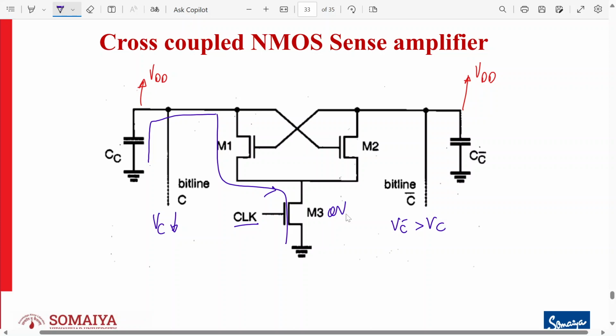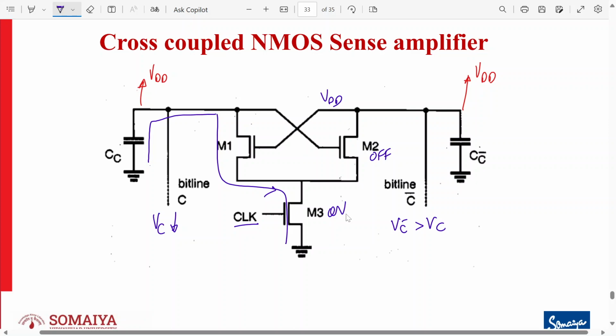So now what will happen? This pulled-down voltage will be applied. This is VDD, that means this is turned on. Now this voltage falls down, right? So it will be difficult for M2 to turn on. So M2 turns off completely. M1 is still on. So VC is discharged via M1 and M3. Okay, so this is how the operation takes place here.